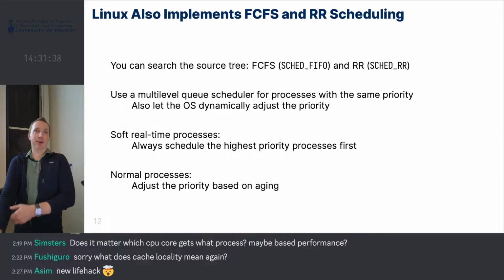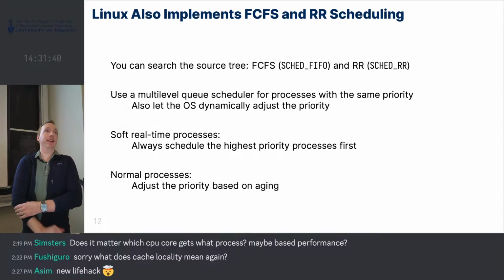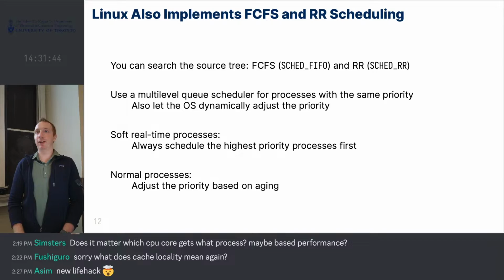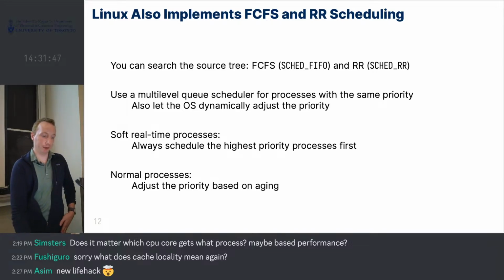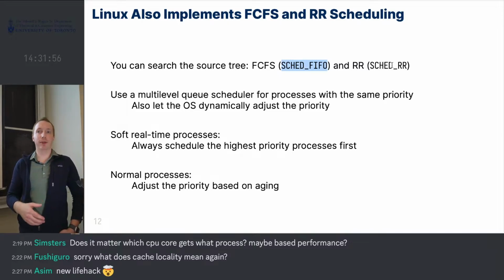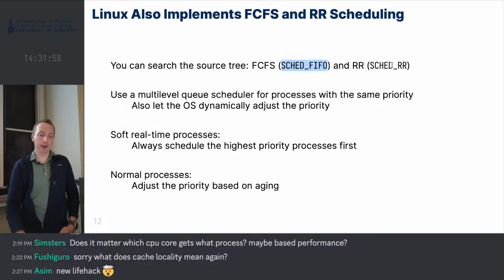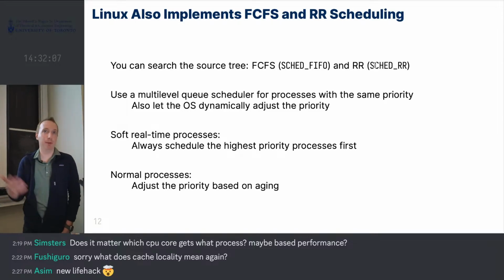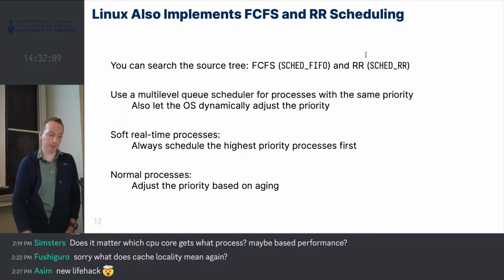But other real scheduling algorithms that are used, guess what? Linux implements first come, first serve and round robin. Those are two perfectly good scheduling algorithms, and they're actually used. If you're crazy enough to search the kernel source tree, first come, first serve is called sched. So anything that has to do with the scheduler in Linux is called sched. So SCHED_FIFO means first come, first serve, and SCHED_RR means round robin. You can even see how these are implemented in the Linux kernel if you really want.